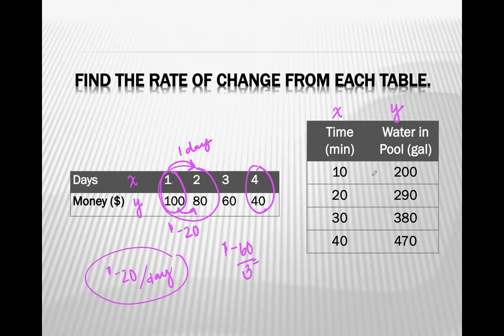For our second example, we are increasing each time over here on the y value by 90 gallons. And we are increasing the time each time by 10 minutes. So plus 10 minutes each time. So that is 90 gallons every 10 minutes, which is 9 gallons per minute.